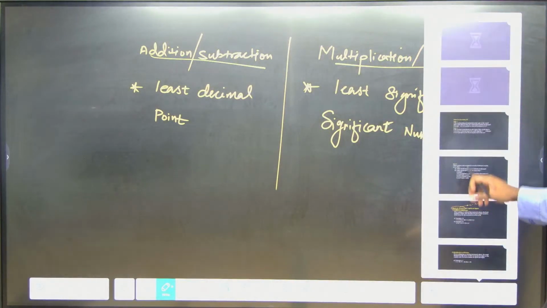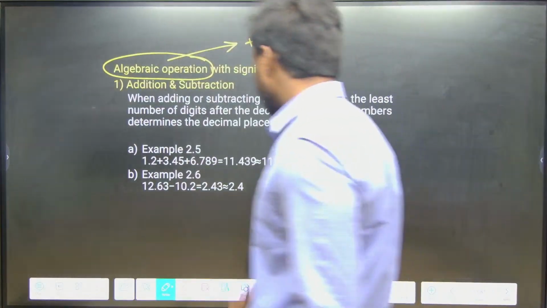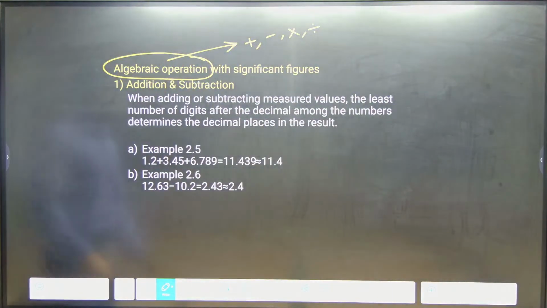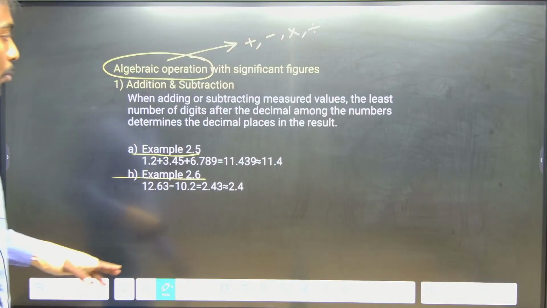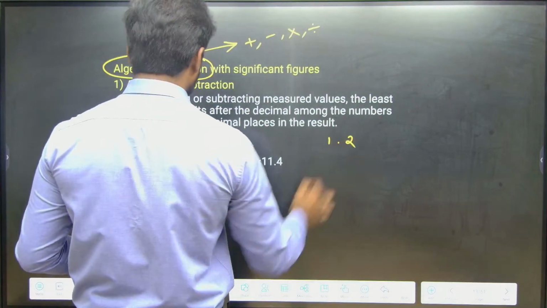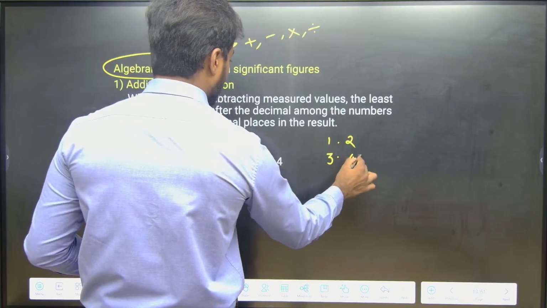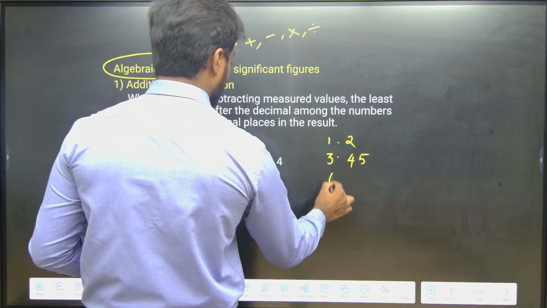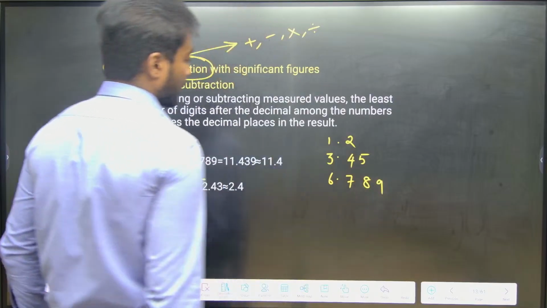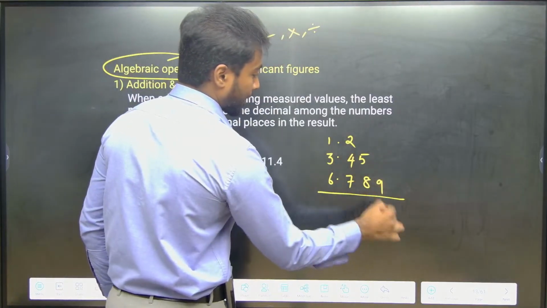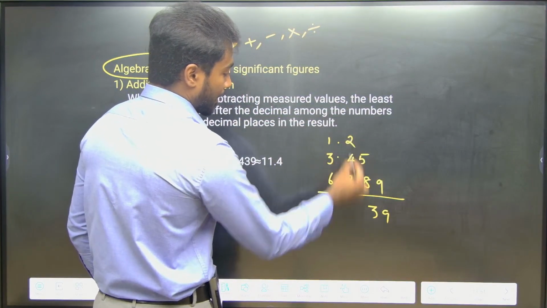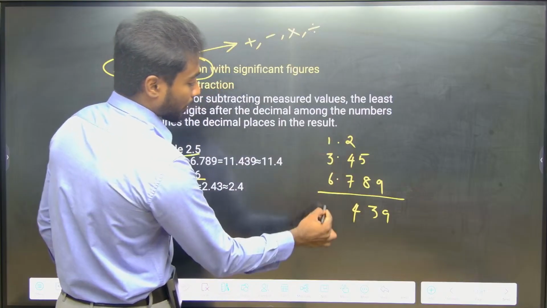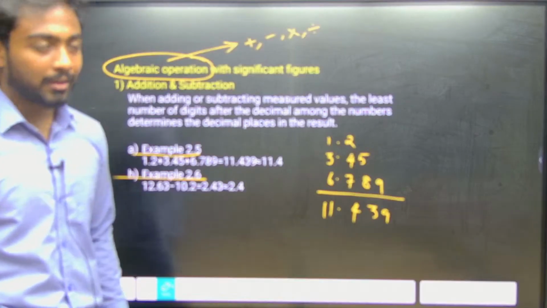Now going to the point here. Okay sir, example. I have taken an example they have given: 1.2 plus 3.45 plus 6.789. If I add everything, how much will I get? 11.439.